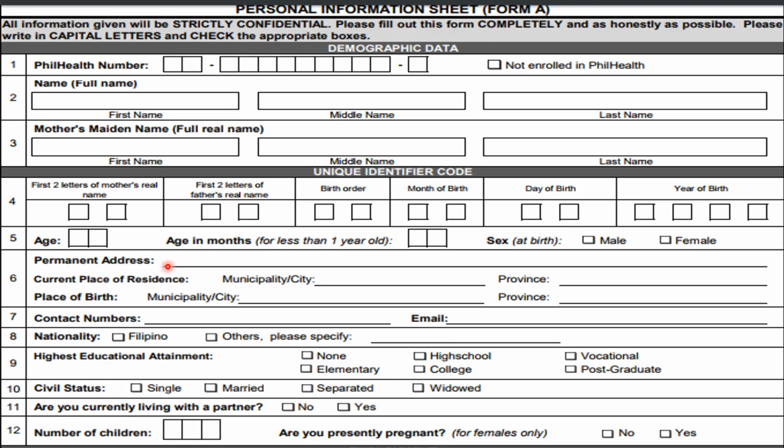Now, permanent address is also important. Contact number for post counseling, and email if you want the result to be sent to your email. Nationality, highest educational attainment, civil status. Are you living with a partner? Yes or no. Number of children, if you have. Are you presently pregnant? Of course, for females only. Okay. This is about the demographic data and the unique identifier of the patient.